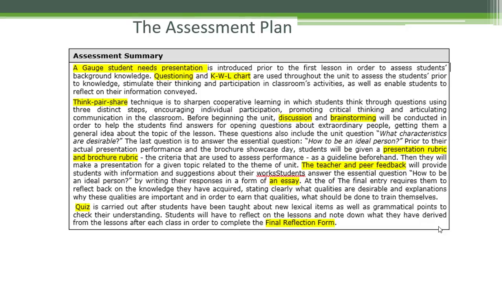The students are also required to use presentation and brochure peer feedback form, essay outline peer feedback form to help them self-assess and peer assess. Students will receive both teacher and peer feedbacks. Students answer the essential question in form of an essay. After completing the project, students finish the final reflection form and a vocabulary quiz to consolidate their knowledge.